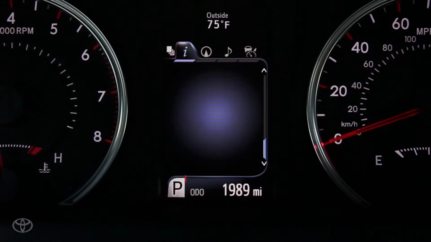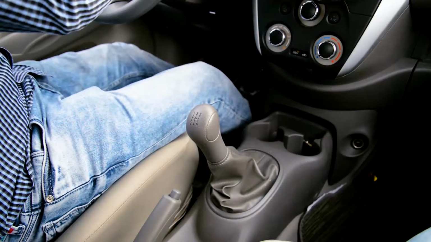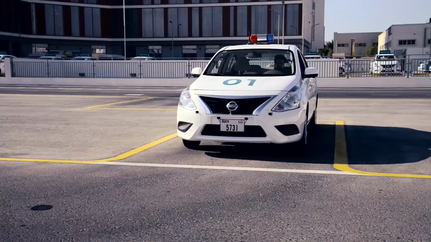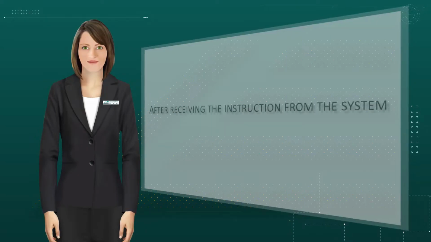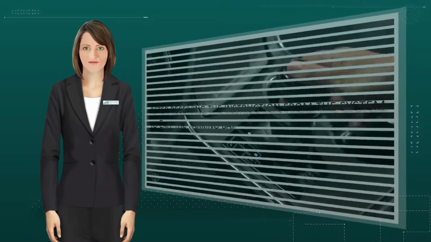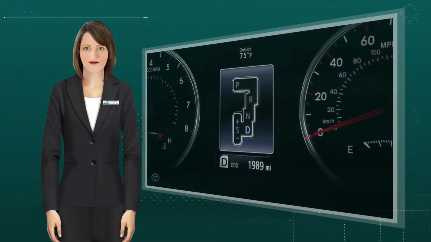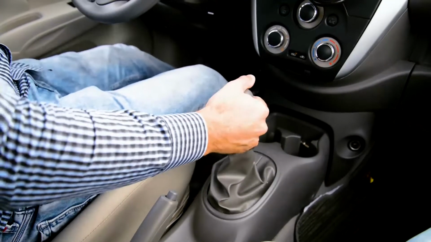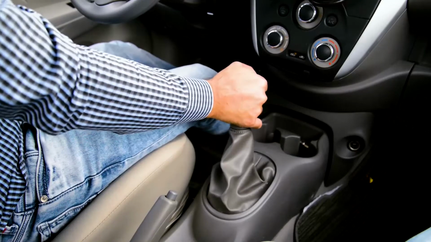Shift the gear selector into P for automatic transmission vehicle and to neutral in case of a manual transmission vehicle. Apply the handbrake. Exit from the parking bay. After receiving the instruction from the system to exit the parking bay, shift the gear selector into D for automatic transmission vehicles. In case of a manual transmission vehicle, select the first gear.